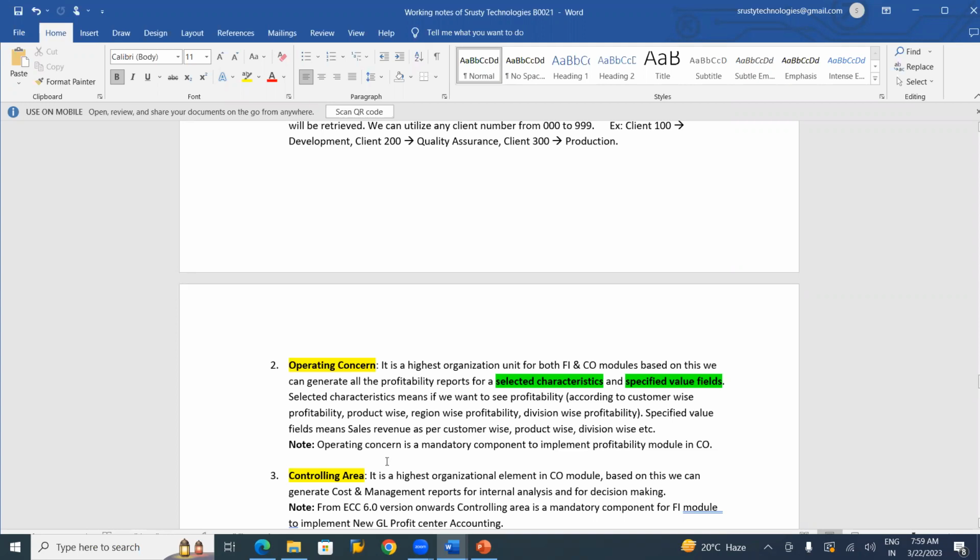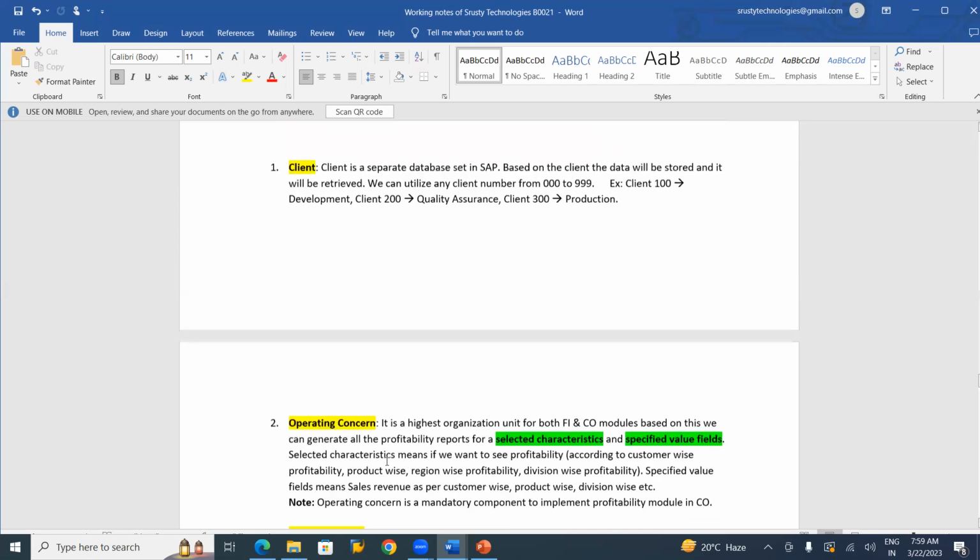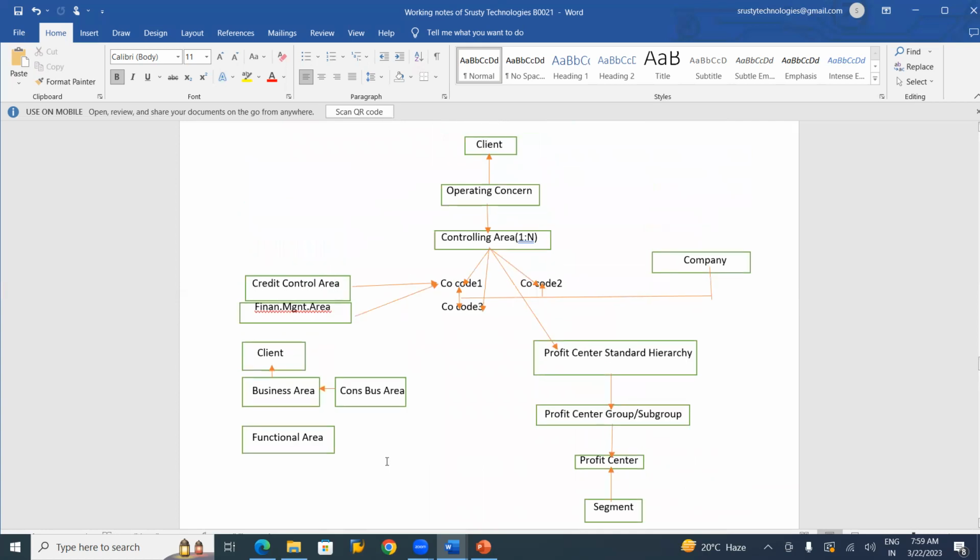So next one, write a note here. Operating concern is a mandatory component to implement the profitability module in CO. Okay, so this operating concern we are going to configure when we move to the CO module, not in the FI module.